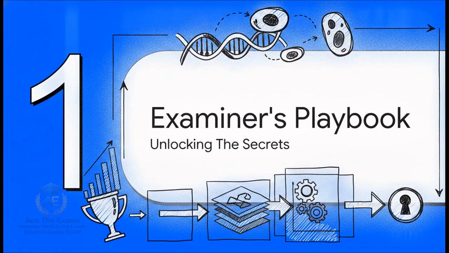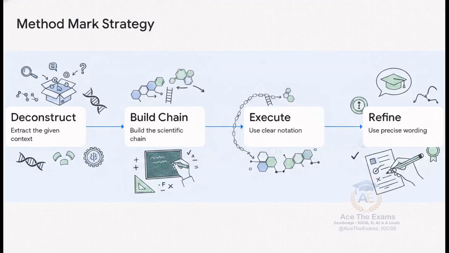Section 1, Unlocking the Examiner's Playbook. The secret to crossing those elite grade boundaries isn't just about cramming facts. It's about mastering a highly specific framework that examiners literally hunt for in every top band answer. Okay, so how do we actually solve this? We use the four-part method mark strategy.